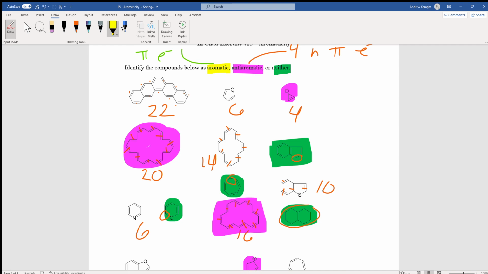The aromatic compounds are when we have an even number that's not a multiple of 4. 2, 6, 10, 14, 18, etc. And so that's going to be any of these that I'm now highlighting in yellow.